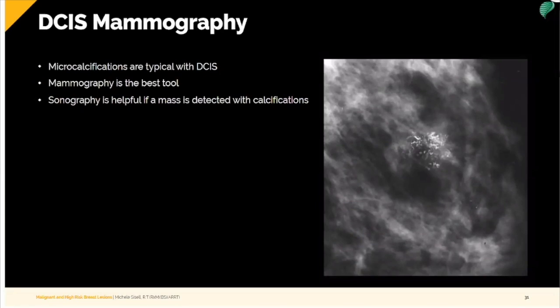So for mammographic findings, mammography is the best screening tool we have for DCIS. Mammographically, the radiologist will describe new or an increasing number of microcalcifications. Remember, we discussed earlier the characteristics of calcifications, such as the morphology and the distribution. This all determines the suspicion level.